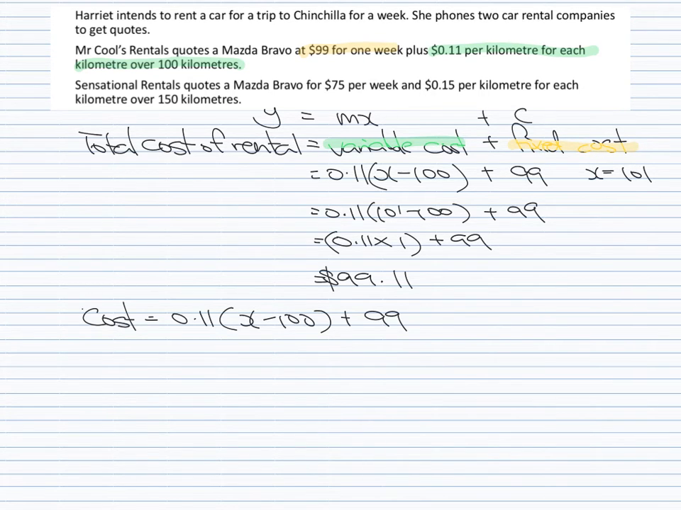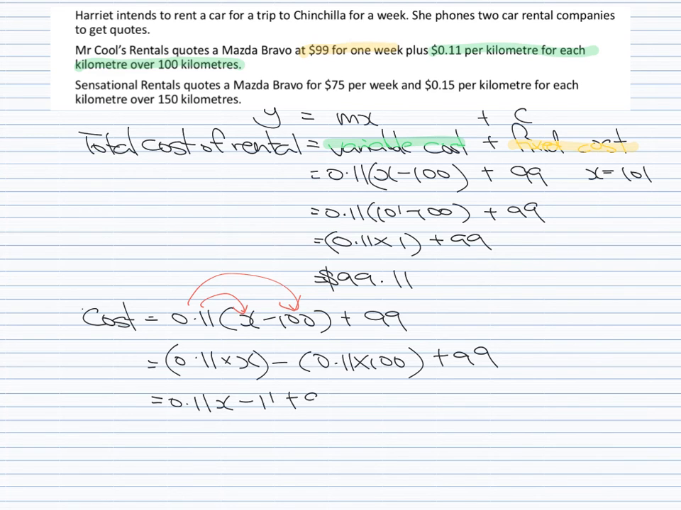So what you need to do next is expand your equation. Expanding your equation means multiplying the outside by each of the terms inside. So in this case, you will have 0.11 times x, then take away 0.11 times 100, plus 99. So 0.11 times x is 0.11x. Take away 0.11 times 100, which is 11, plus 99.